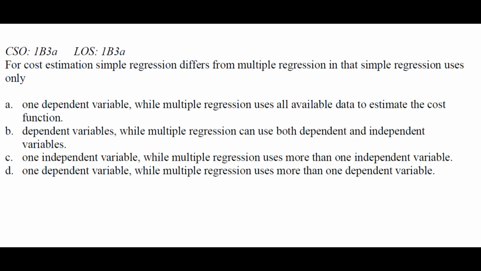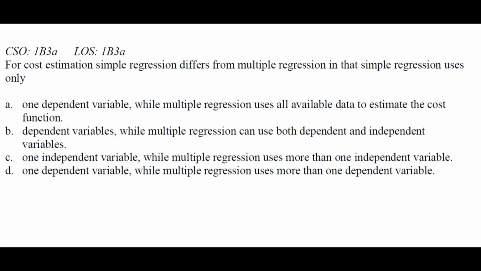The key phrase in the question is, simple regression differs from multiple regression. Students should remember that both simple and multiple regression have only one dependent variable, which is the variable being predicted, such as total cost. The difference lies in the number of independent variables used to explain that dependent variable. Simple regression examines the relationship between one dependent variable and one independent variable, while multiple regression examines the relationship between one dependent variable and two or more independent variables simultaneously.